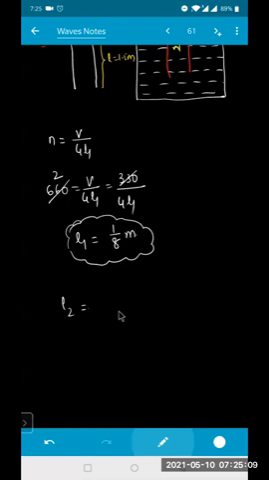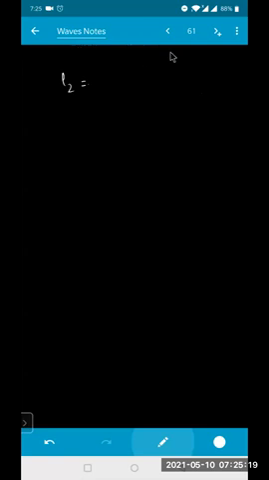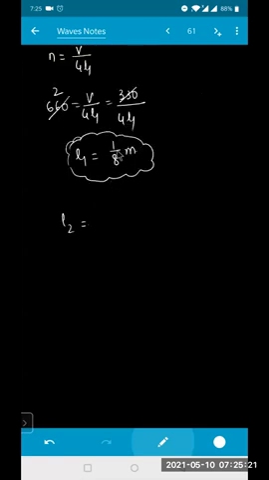What will be the L2? In the closed organ pipe, the frequencies are in the ratio of what, beta? 1:3:5. If the length is 1, the first one is L1 = 1/8, the next one, L2, will become 3/8 meters.